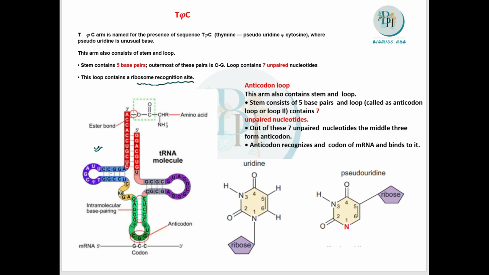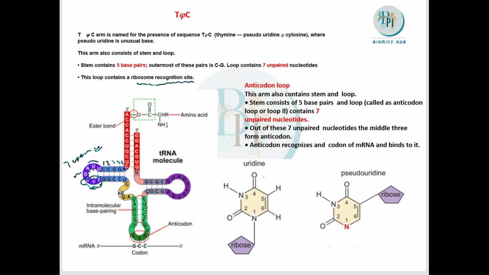It also has a stem and loop-like structure. In the stem there are 5 bases, like 1, 2, 3, 4, 5. And the loop is made up of 7 unpaired nucleotides, 1, 2, 3, 4, 5, 6, 7. Here we can see T, then psi, and here we can see C. That is the reason, due to the presence of psi, it is known as the T psi C loop.